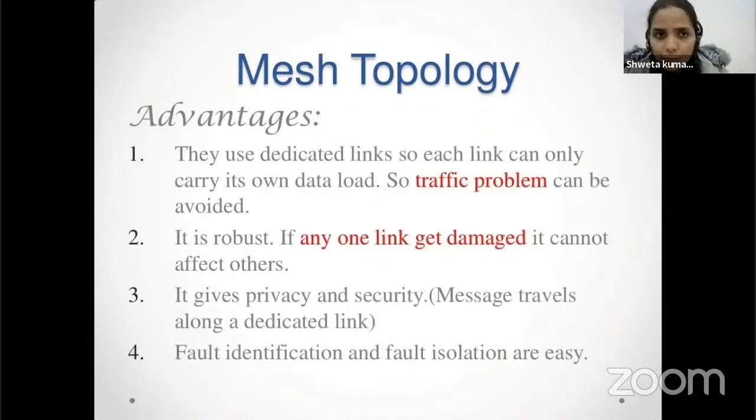So what are the advantages of mesh topology? They use dedicated links, so each link can easily carry its own data load, so traffic problems can be avoided. There is a dedicated link between the two systems so that a definite amount of load or traffic problem can be avoided. It is robust. If any one link gets damaged, it cannot affect others. It gives privacy and security, as messages travel along a dedicated link. Fault identification and fault isolation are quite easy in mesh topology.